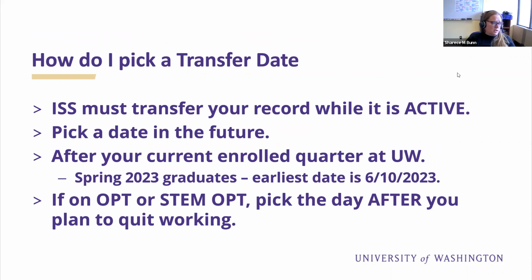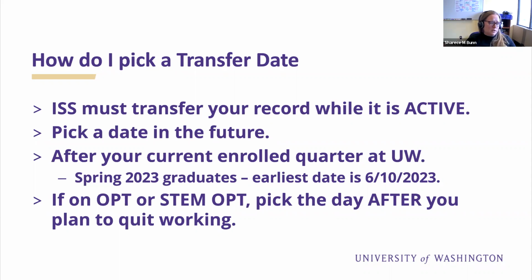Another big question we get is, how do you pick a transfer date? ISS must transfer your record while it is still active. I mentioned before that if your grace period is over, you can't transfer. That's true. We can't transfer it if it's no longer active. You should pick a date in the future. I'm going to talk about this in a few slides, but we have about a 3-week processing time, so you need to pick a date that's further on, and after your current enrolled quarter at UW.